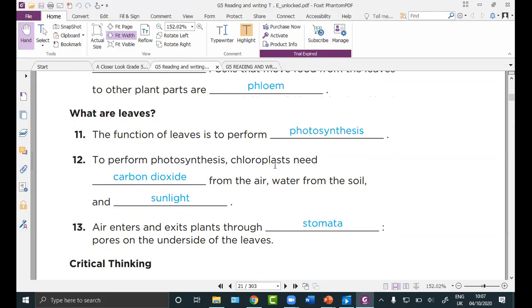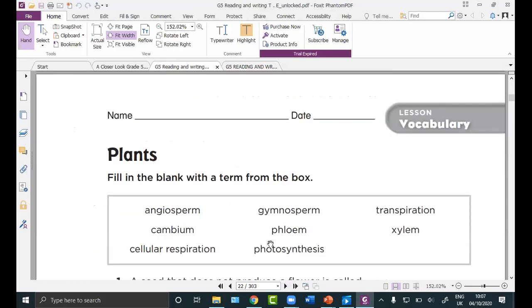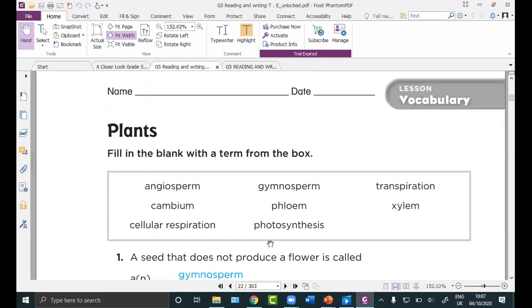Check your answer. All of it is correct. Okay, thank you. Now we are going to the next page, page 15.